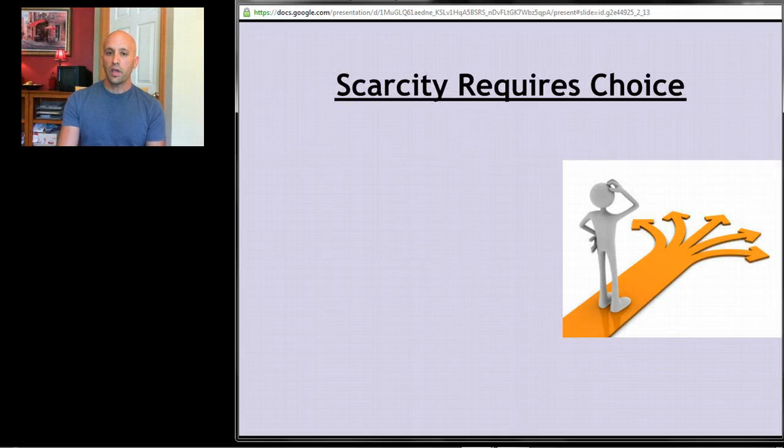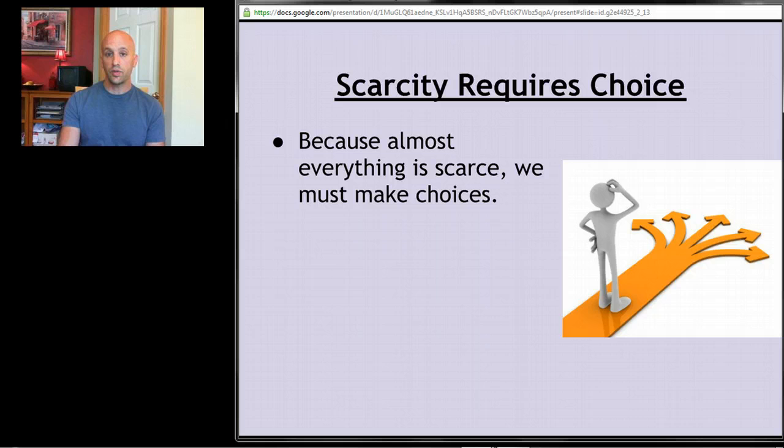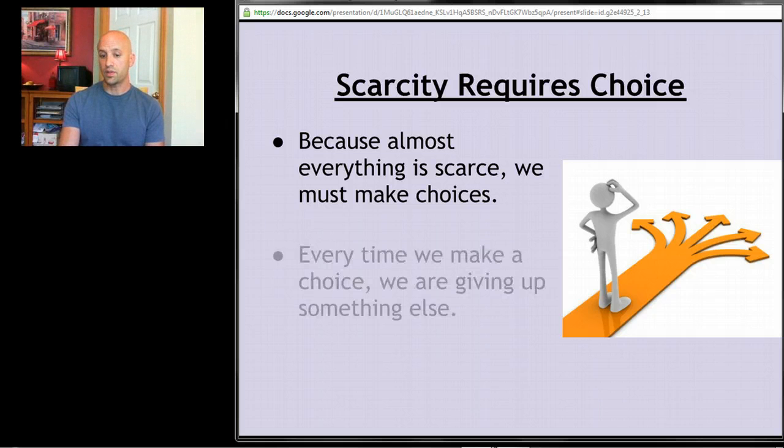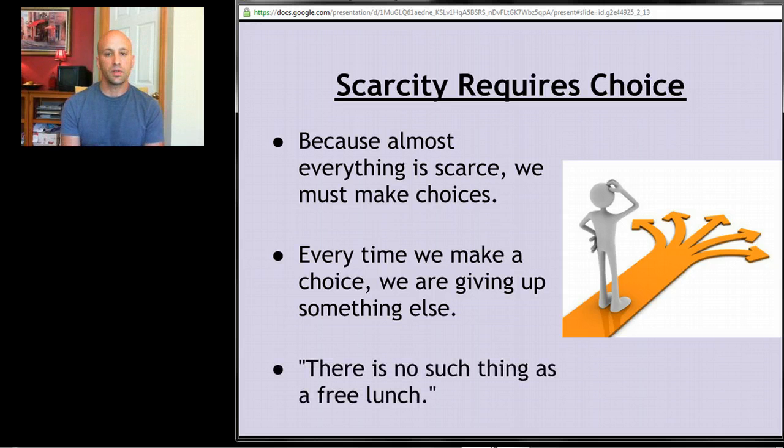All right, now one of the implications of scarcity is that it requires choice. Because almost everything is scarce, we have to make choices. In fact, every time we make a choice, we are necessarily giving something else up. There's a famous quote in economics, which is that there's no such thing as a free lunch. Meaning that if you came up to me today and said, hey, I'll buy you lunch, I'm paying, that lunch still isn't really free. If I choose to go to lunch with you, I'm giving up something.